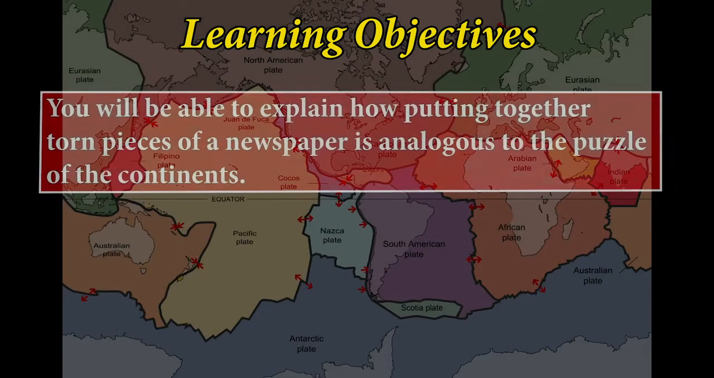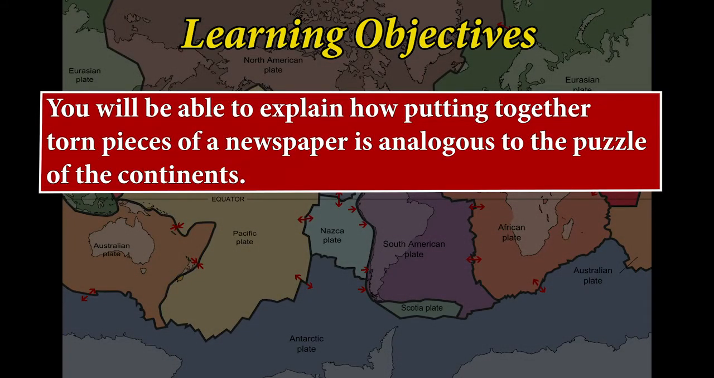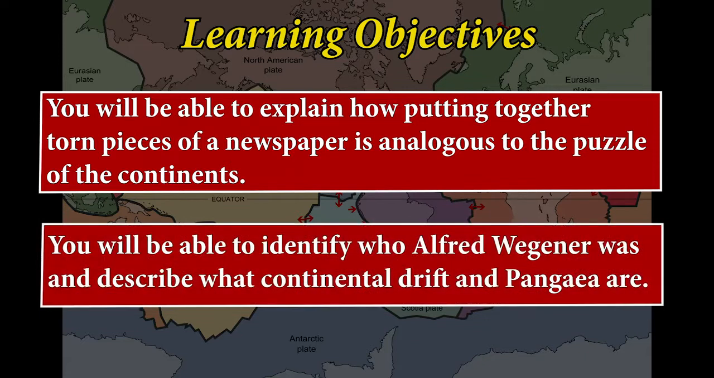By the end of this video, you will be able to explain how putting together torn pieces of a newspaper is analogous to the puzzle of the continents, and you'll be able to identify who Alfred Wegener was and describe what continental drift and Pangaea are.